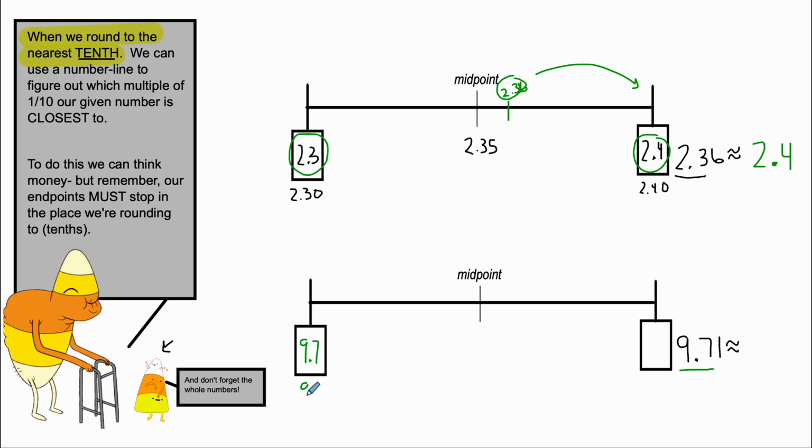If I think money, that's $9.70. If I add one more tenth, one more dime, that's $9.80. How much money is in the middle? What is our midpoint? I know again. I'm really good. I got great number sense. All right, little candy corn dude, what is it? $9.75. Wow, candy corn dude, you are on it today. Thanks for helping us out. 9 and 75/100, aka $9.75.